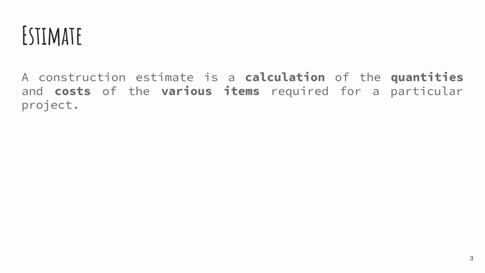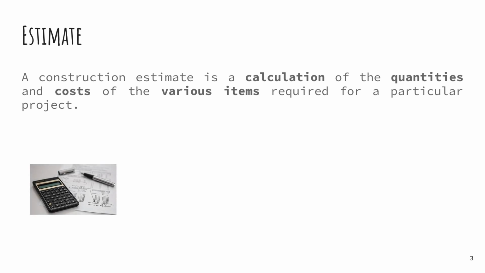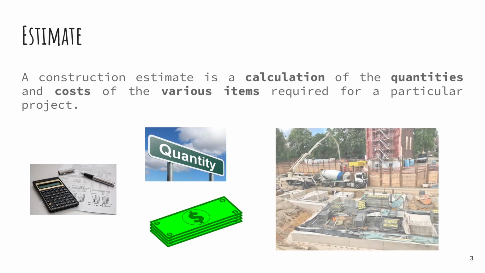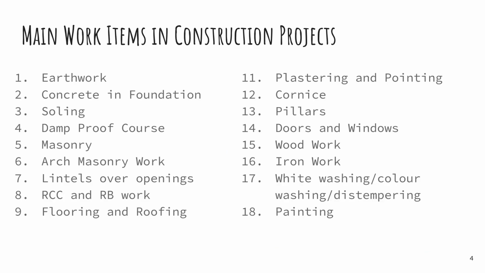So first, the definition. A construction estimate is a calculation of the quantities and cost of the various items required for a particular project. So it is a calculation of quantities and cost of what? Of various items required for a particular project. Okay, so in the coming slides, we'll see what are these various items of which we make estimate.